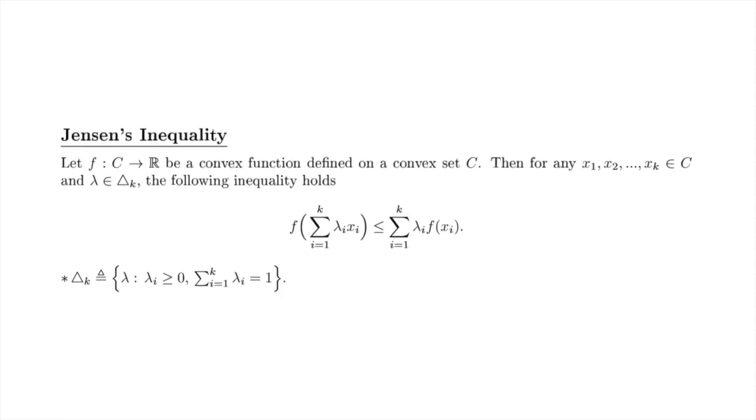Jensen's inequality is an extension of the definition of a convex function. It states that for every linear combination with coefficients that sum up to 1, f of the combination is smaller than or equal to the same linear combination but with f applied before the summation. The intuition of why it is true is applying the definition of convex functions again and again.